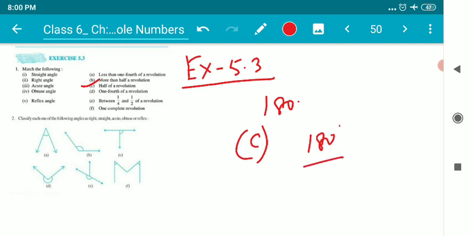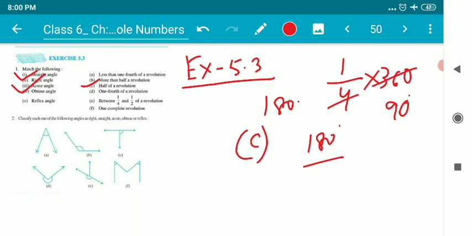Alright. Next is right angle. Right angle means, children, one fourth of a revolution. One fourth of a revolution means 1 by 4 into 360. If you cancel it, it will be 90 degrees. Understand? This is half of a revolution. This is one fourth of a revolution.